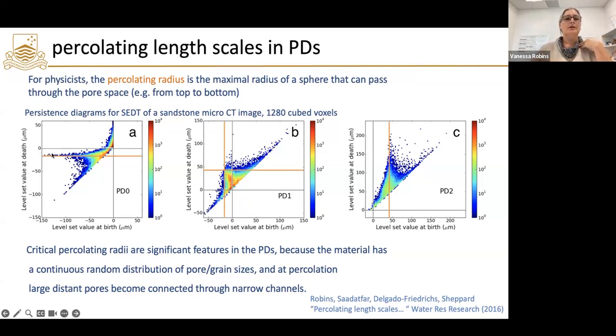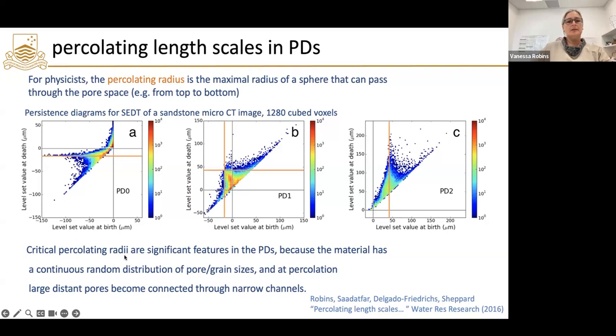And so you could think of it as, when I'm doing that lower level set filtration, it's the threshold where the pore space spans from top to bottom of the sample. And that radius shows up very clearly in these persistence diagrams. And so that was a very interesting observation.